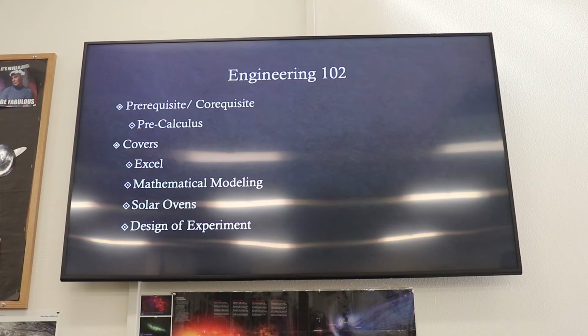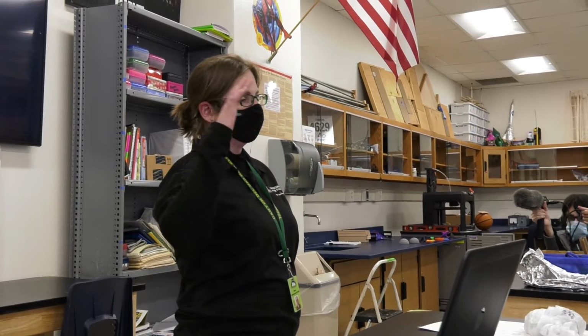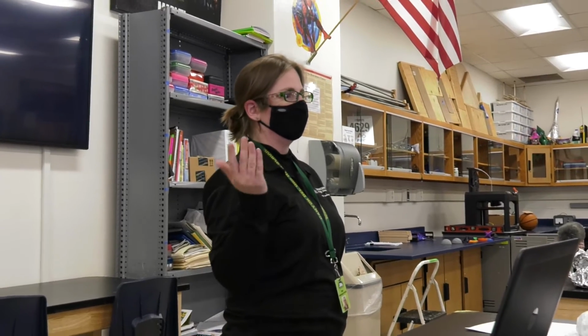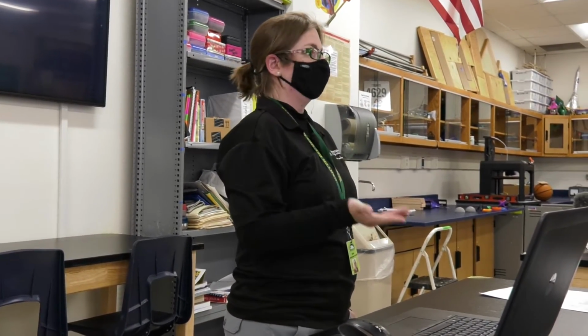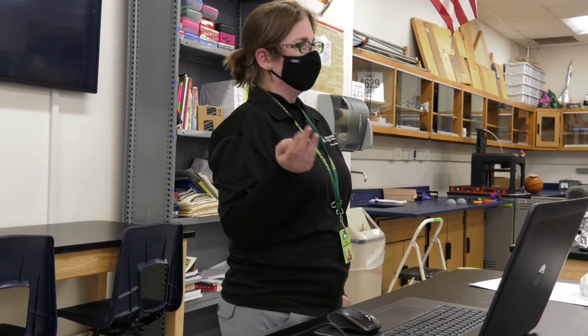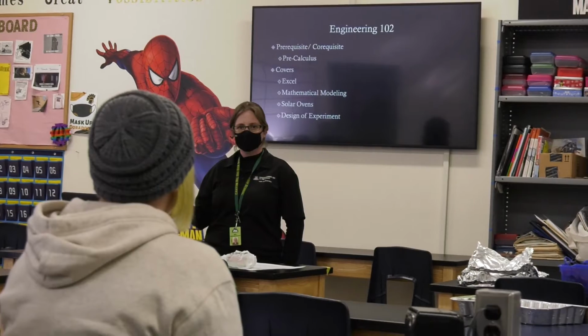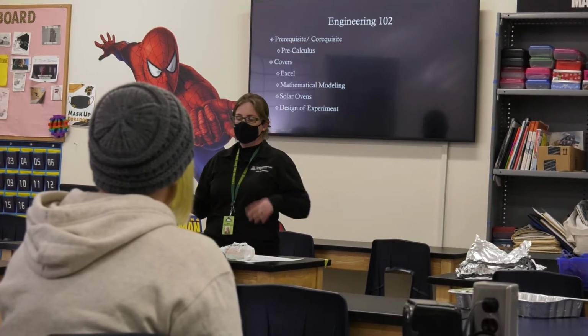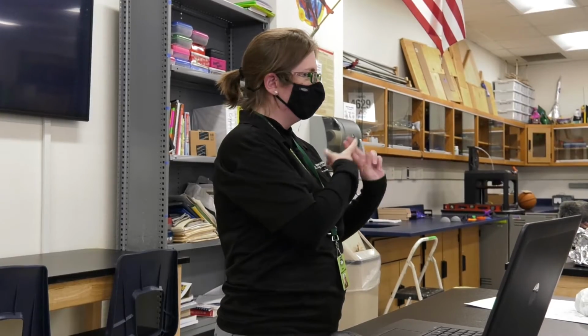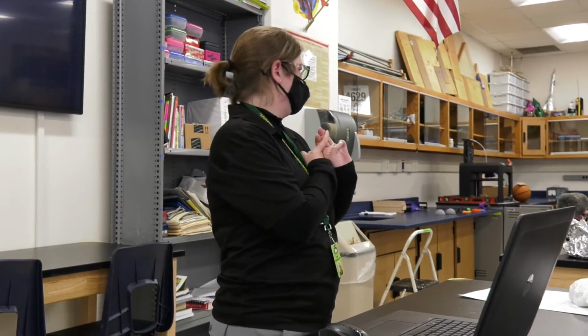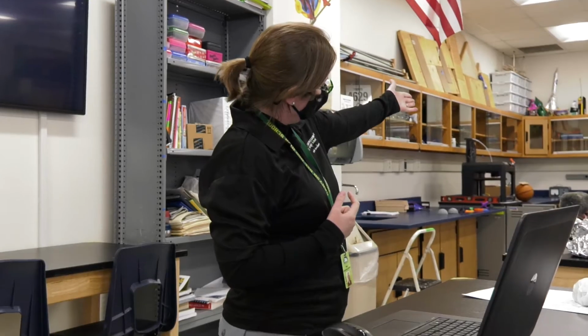Okay, 102 is the advanced class. 102 is for upperclassmen mainly. There are a couple of sophomores that do get into 102 and they do very well. We cover a little bit more of the math part with the Excel, and we do some mathematical modeling. We design and build solar ovens out of cardboard, aluminum, and black construction paper. You can see a couple of examples back there.